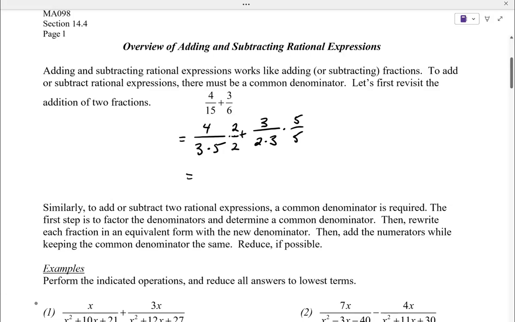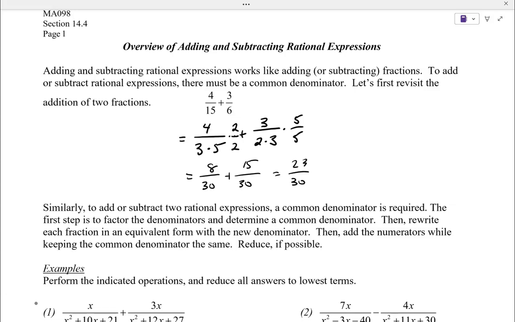Now notice if we multiply everything back together again, here you get 8 over 30. And this one you would get 15 over 30. And now we can add the numerators and keep the denominator the same. So when we add across, we have 23 on top, and then it'll be over 30.